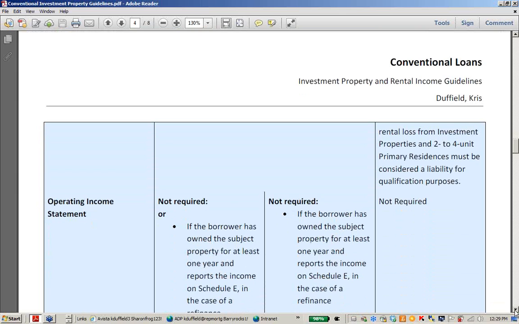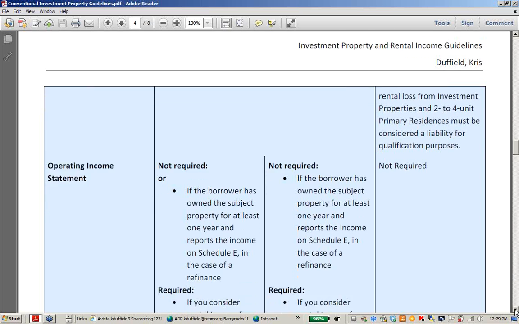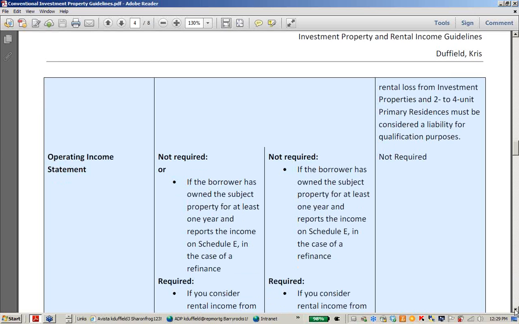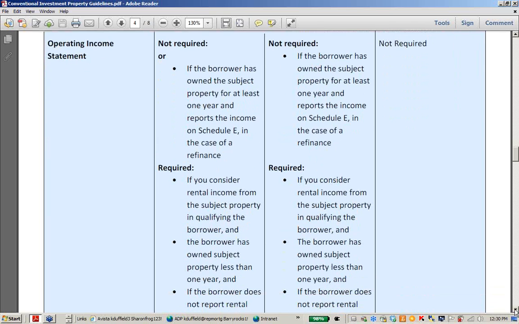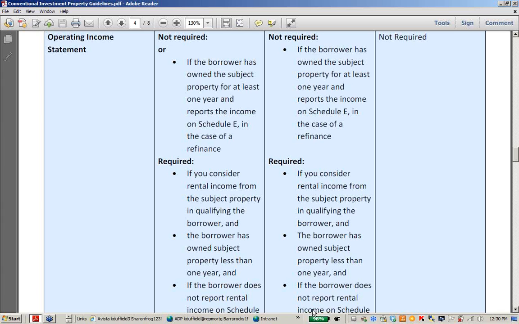If an operating income statement is not required, if the borrower has owned the subject property for at least 1 year and reports the income on Schedule E in the case of refinance, you're not going to need an operating income statement. If you consider rental income from the subject property in qualifying the borrower, and the borrower has owned, and I'm reading right here, people, we're actually talking about both, whether they're purchasing owner-occupied multi-units or an investment property.